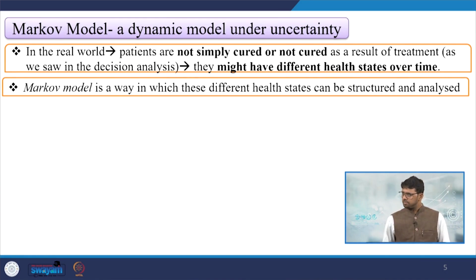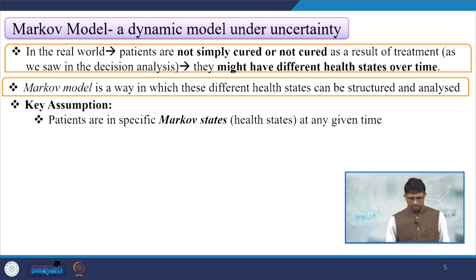This is particularly referred to as a dynamic model under uncertainty. In the real world, patients are not simply cured or not cured as a result of treatment. Just cure and not cure should not be the final option. In reality, we may get various possibilities. They might have different health states over time. The Markov model is a way in which these different health states can be structured and analyzed.